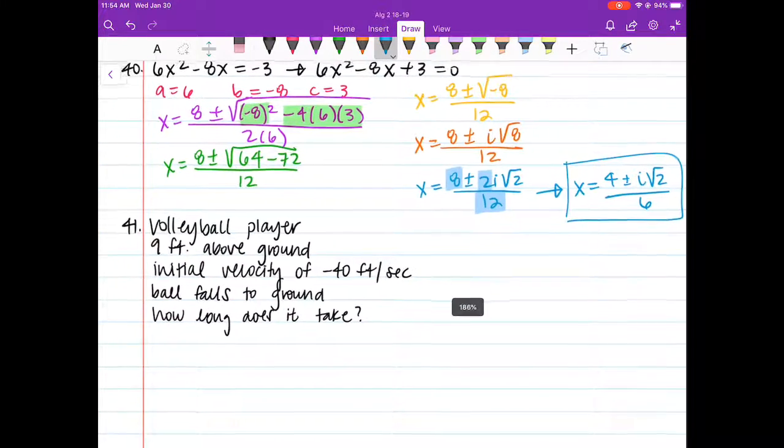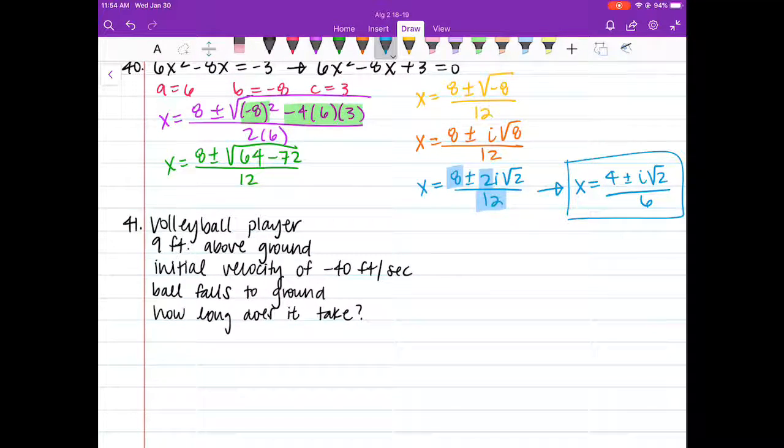Lastly, from this section, we have number 41, which says, you've got a volleyball player who spikes a ball 9 feet above ground with an initial velocity of negative 40 feet per second. The ball falls to the ground. I want to know how long the ball is in the air, or how long does it take.